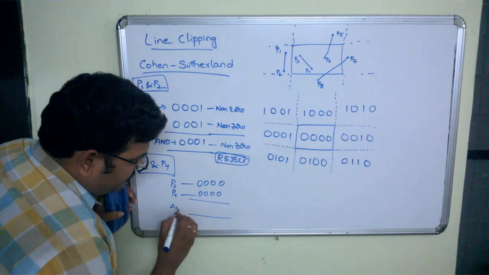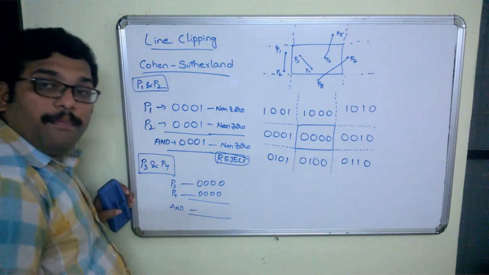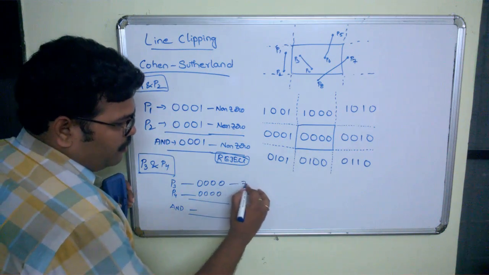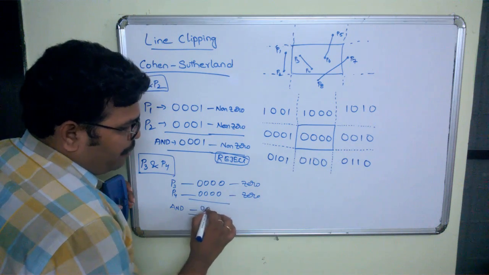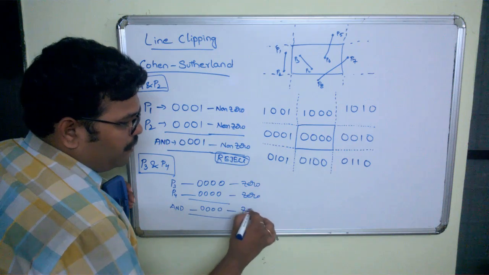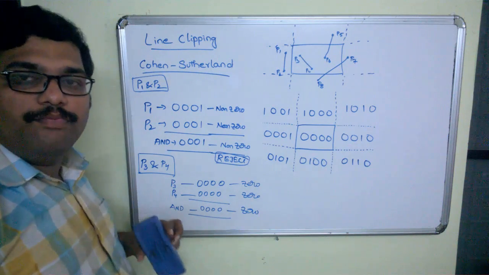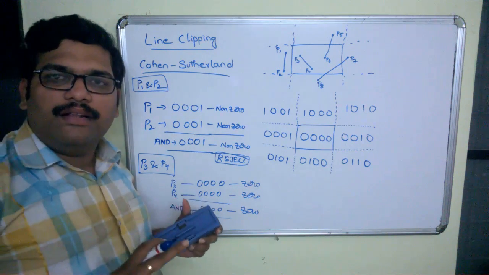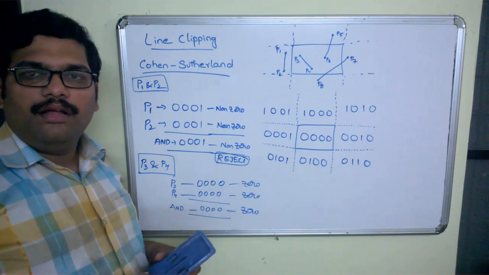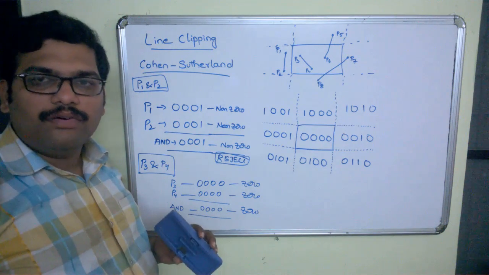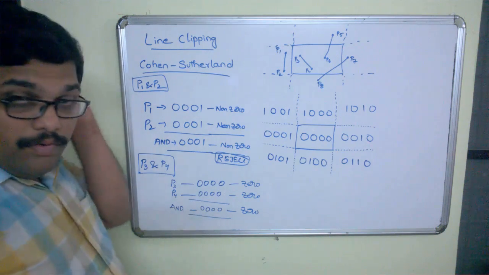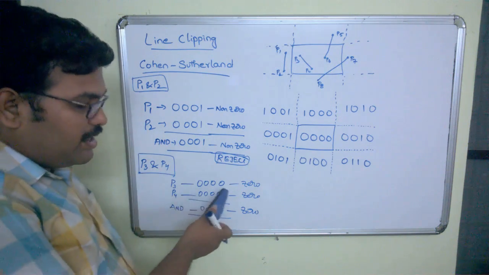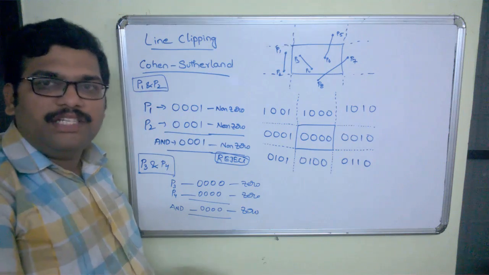Apply the AND operation. So this is a 0 value, this is also a 0 value, and with the AND operation, obviously we will get the 0 value. Because AND operation means if both the bits are 1, then only the result will be 1. If any one bit is 0, obviously the result will be 0. So here both the points are zeros and the AND will also be 0.